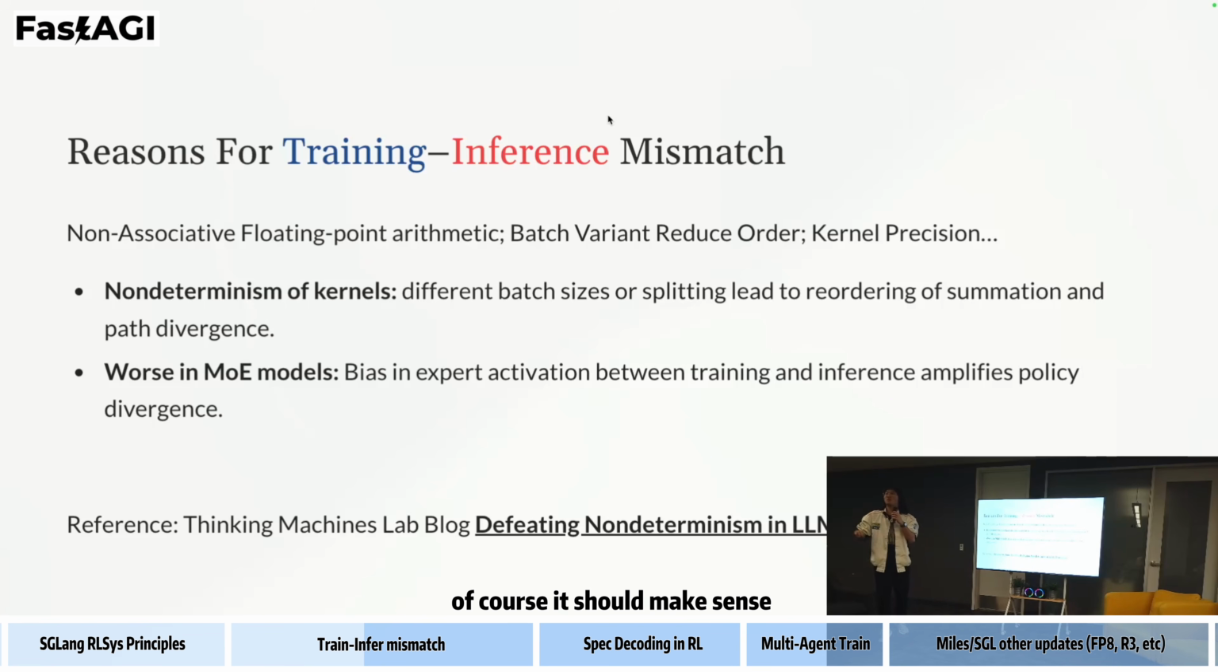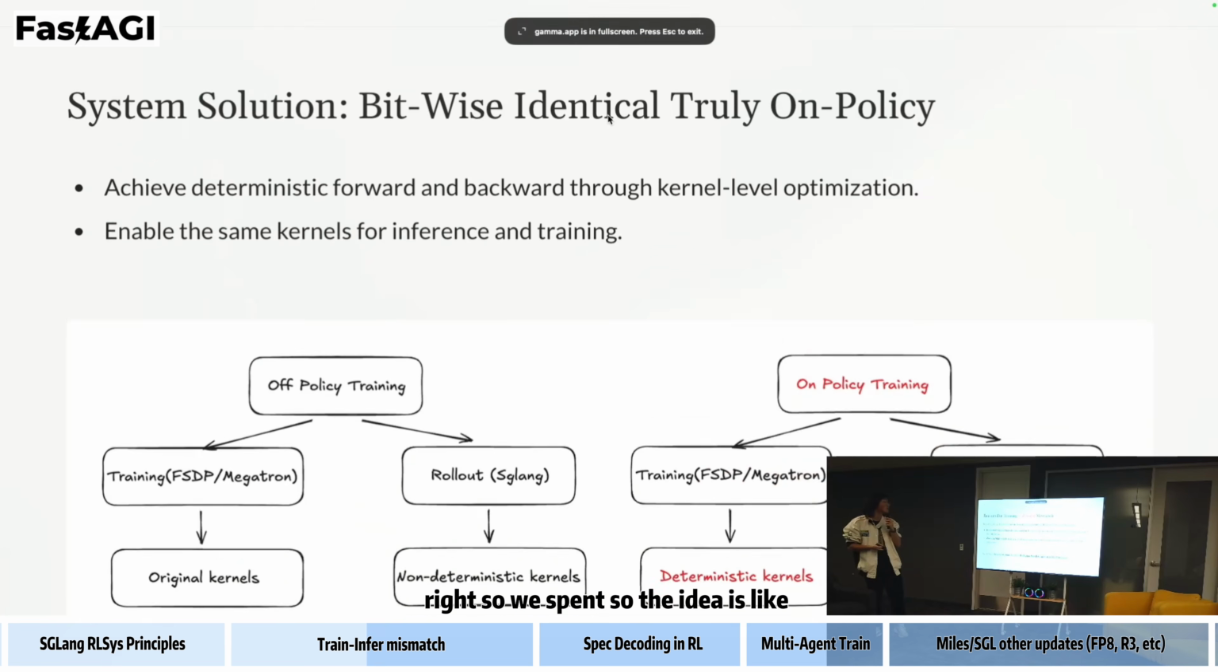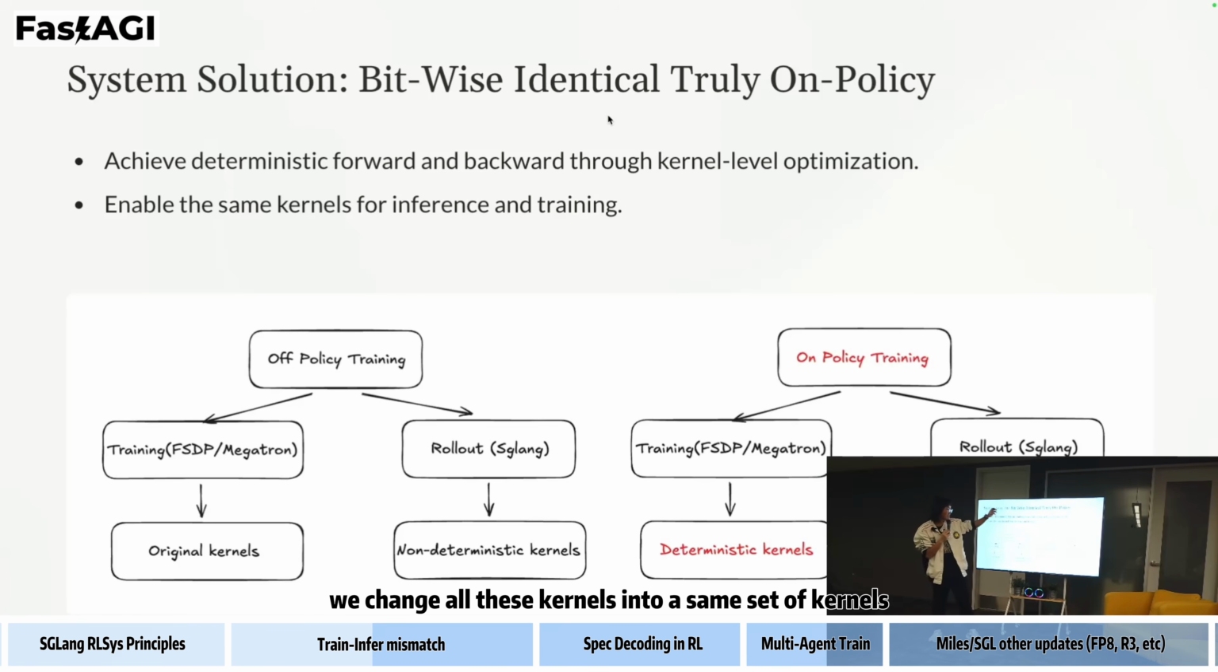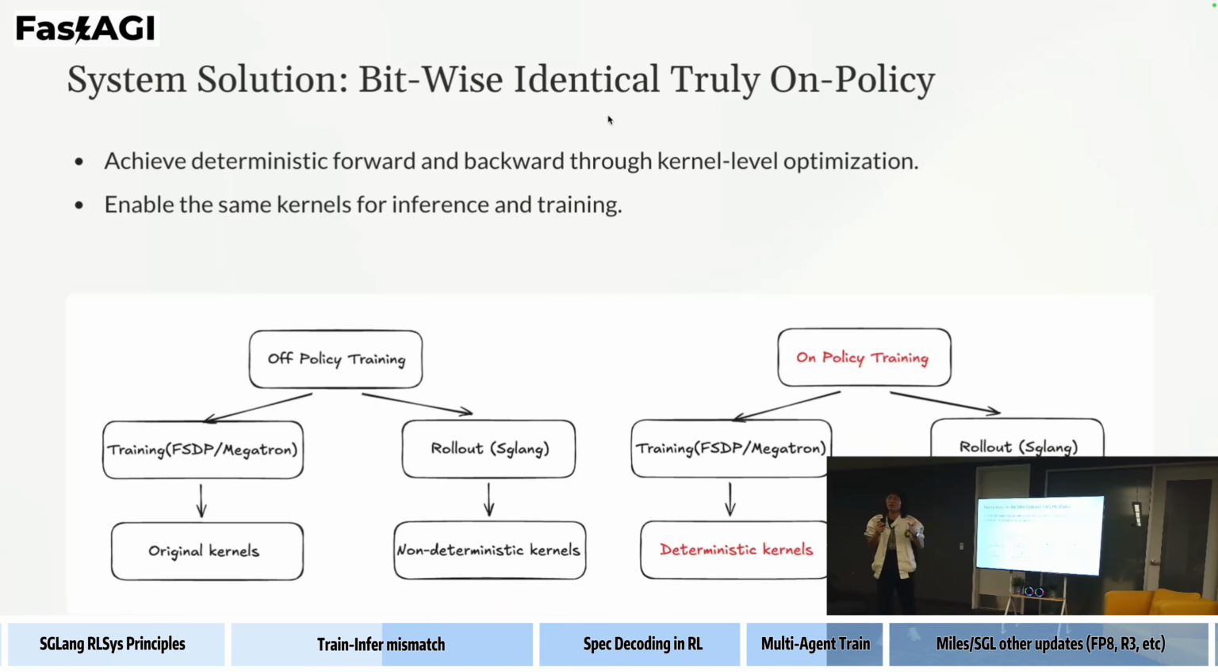Yeah, of course it should make sense, but the underlying engineering work is quite a burden, right? SGLang has its own kernels, and Megatron has its own kernels. And right now we change all these kernels into the same set of kernels and set lots of things like batch size to be equal. With these carefully created changes, the log probability of SGLang's forwarding, Megatron's forwarding, and FSDP's forwarding can be exactly the same. And then we solve the problem partially.